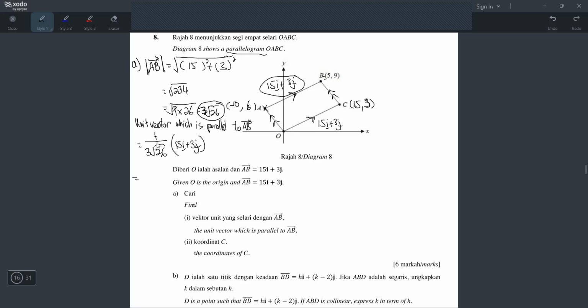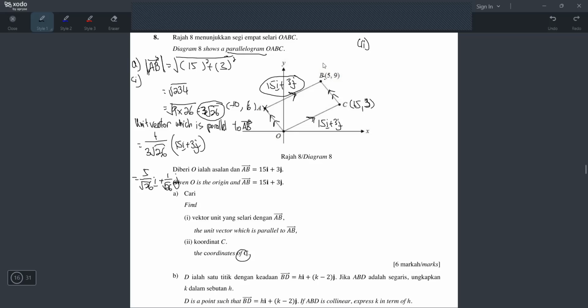Okay, now you will expand it. How you expand it is 15 divided by 3, which is 5 over square root 26, i. And then 3 divided by 3, which is just 1 over square root 26, j, right? Okay, so that's the answer for A1. This one is A1. For A2 working, I'll write here.